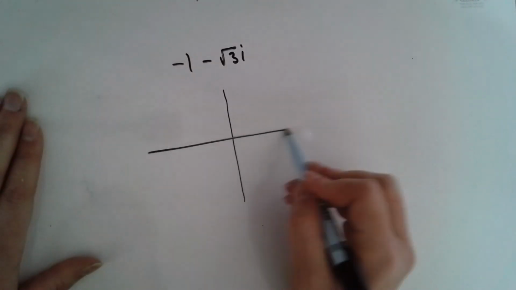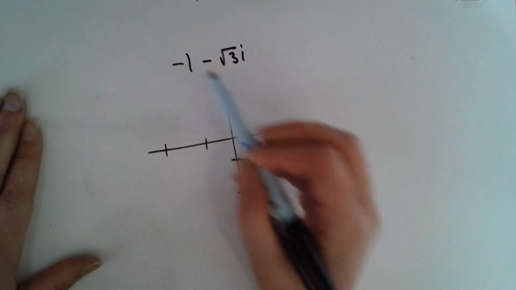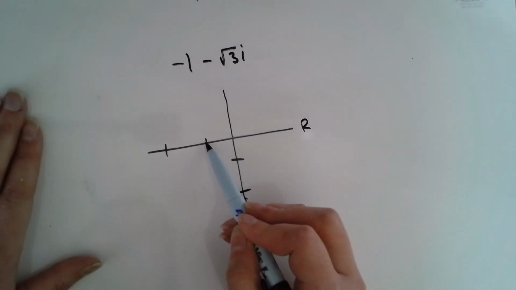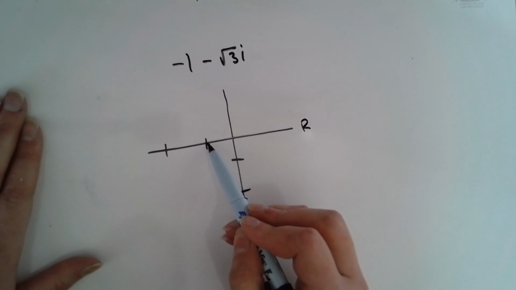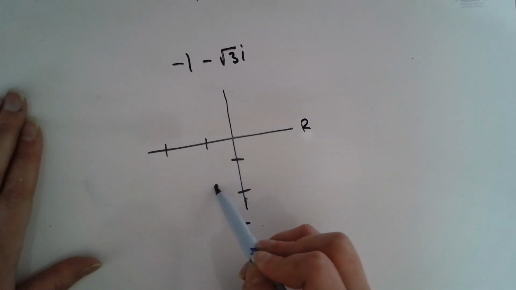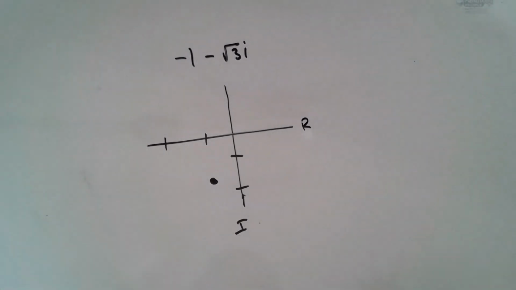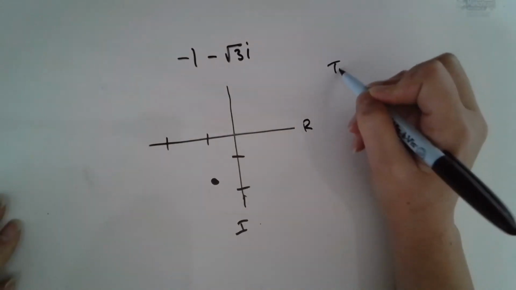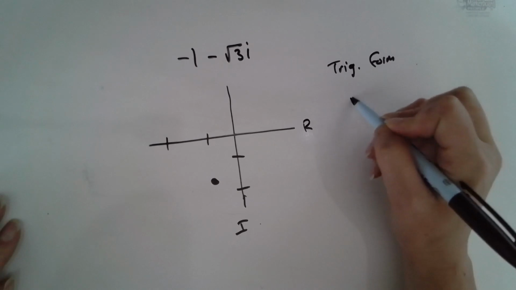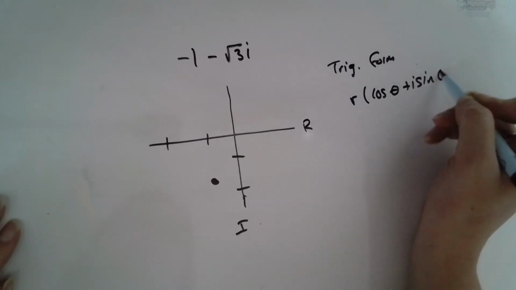So if I graph it, 1, 2, 1, 2. Okay. So we got your real, your imaginary, -1, and then square root of 3 is about 1.7, so it'd be about here. So there is my complex number. Okay, so again, in trigonometric form, r cosine theta plus i sine theta.